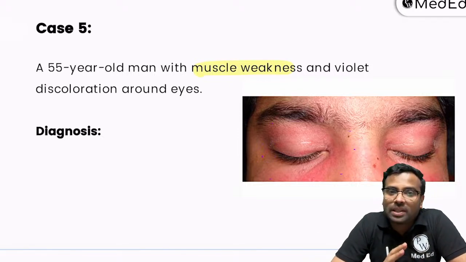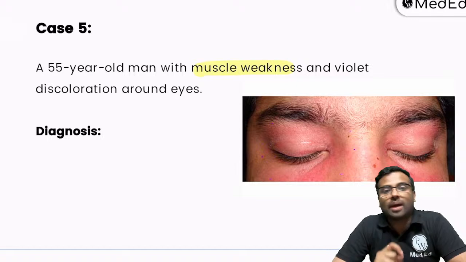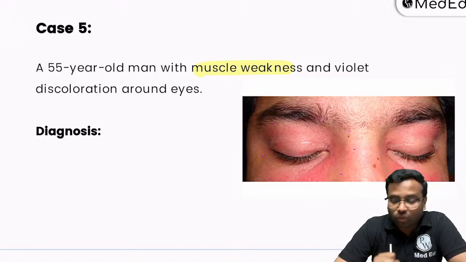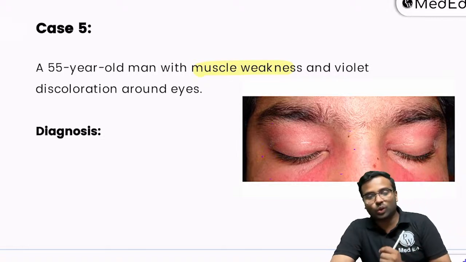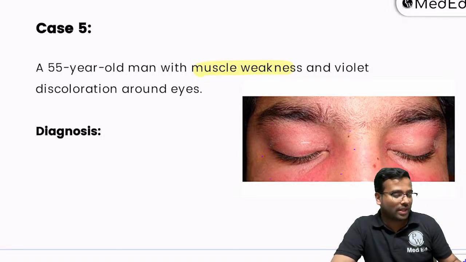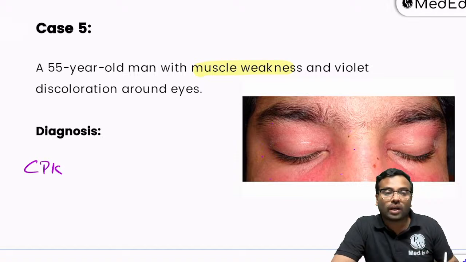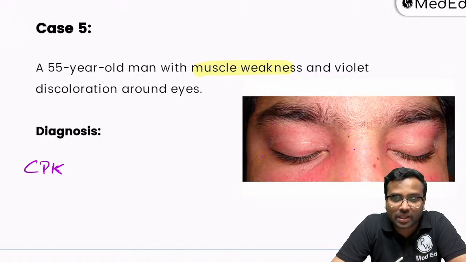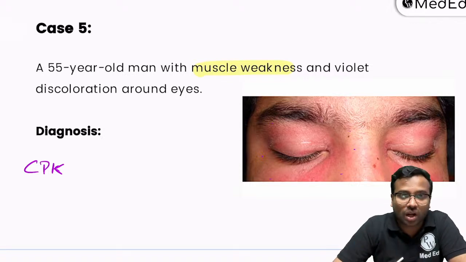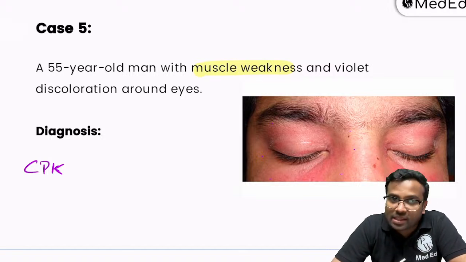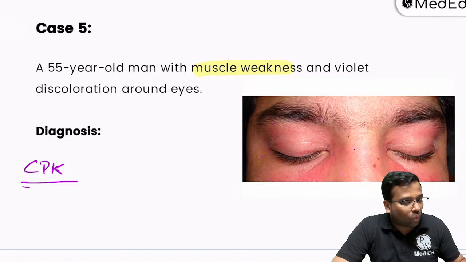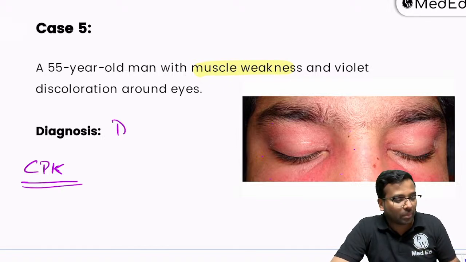So these are examples of the symptoms the patient will complain about: muscle weakness. And when you examine, you see a violet color discoloration around the eyes as well. So whenever you see something like that, we can send the patient to check the levels of CPK, isn't it? So we used to do CKMB when it comes to the heart, isn't it? Similarly, we can check for creatine phosphokinase levels in the blood, because here what am I suspecting? We are suspecting dermatomyositis.